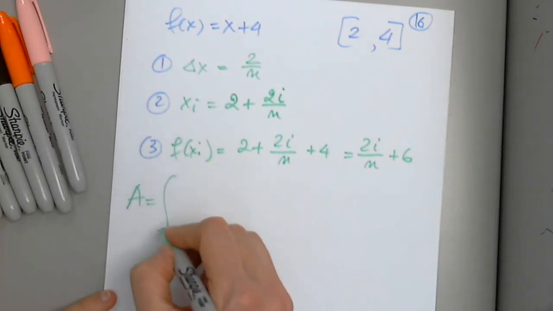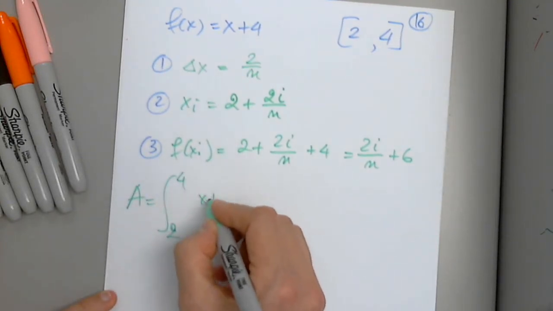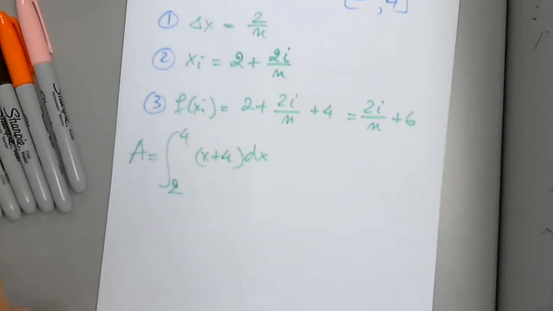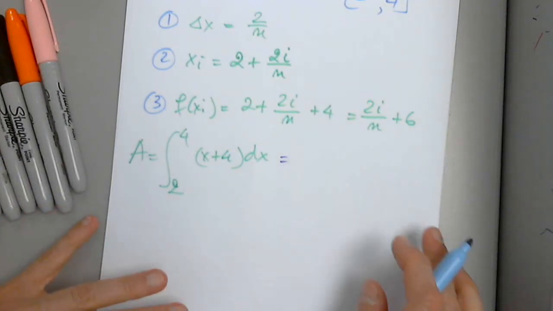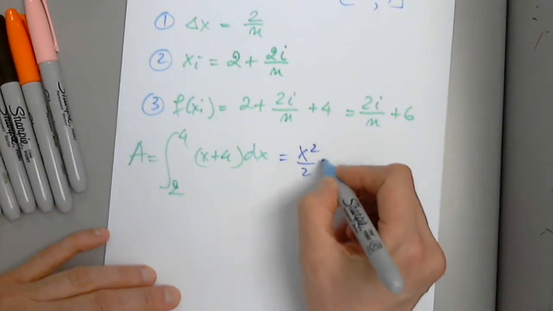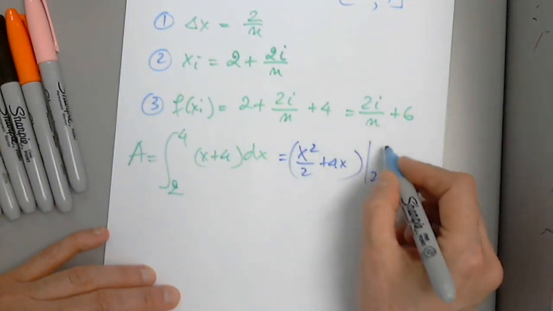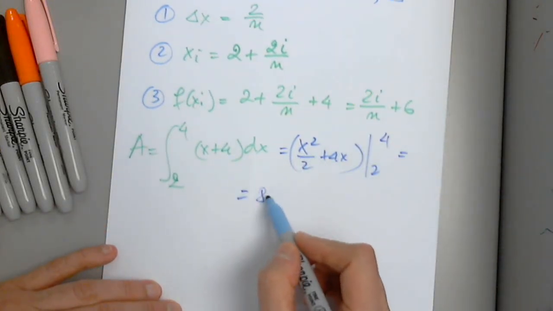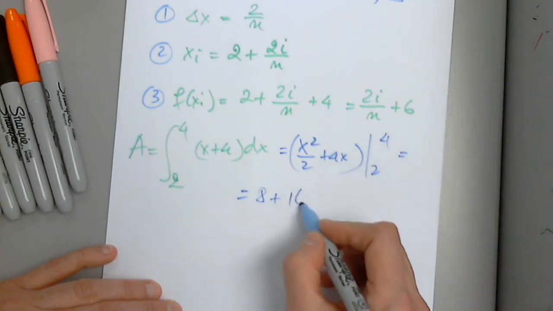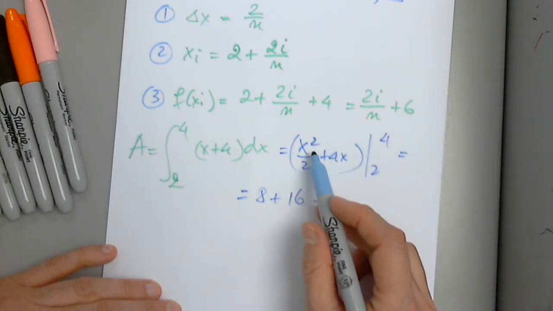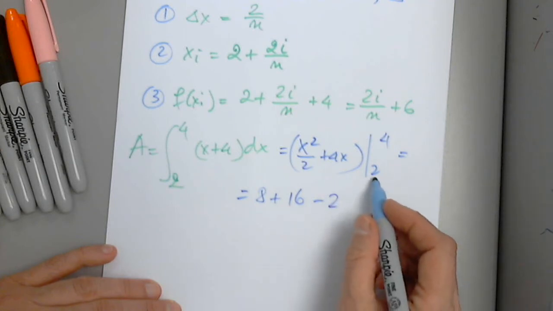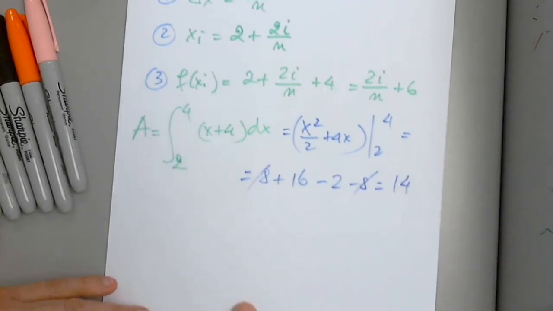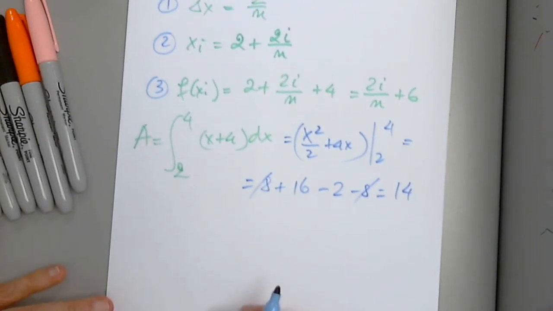So then the area equals the integral from 2 to 4 of x plus 4 dx. And now I continue. I like to calculate it. x squared over 2 plus 4x from 2 to 4. I plug in 4. 16 over 2 is 8. 4 times 4 is 16. Minus, when I plug in 2, I have 4 over 2, which is 2. 4 times 2 is 8. So the answer should be 14. And now let's see if we get it.